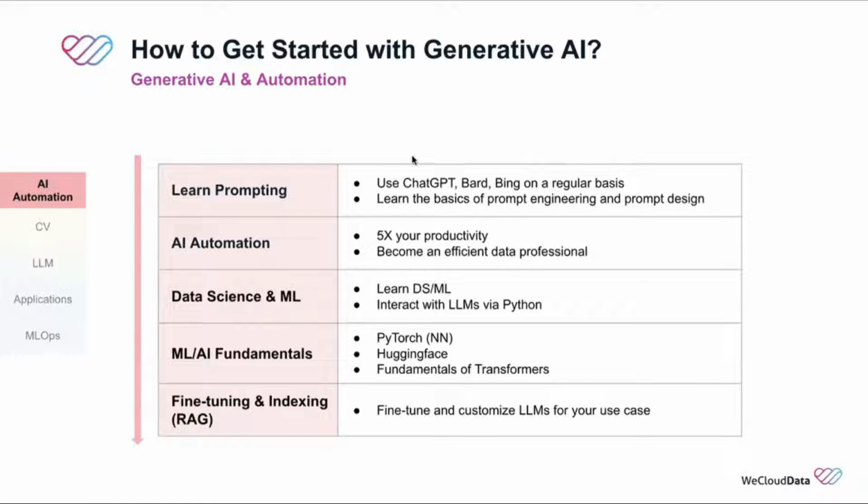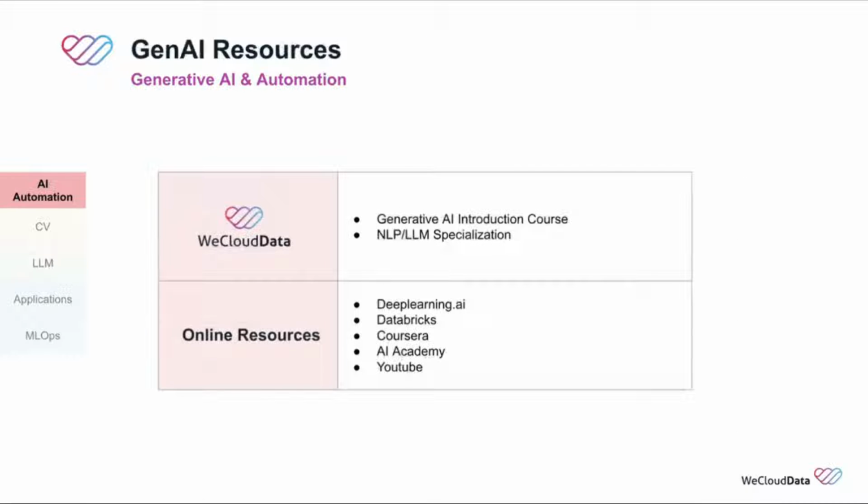My recommendation: just start learning prompting, work on AI automation, and then you need to start learning more about data science, machine learning fundamentals before you move on to large language model modeling. There's some available resources. WeCloudData has a Gen AI introduction course. It's now a self-paced course. And then we also have specialization courses, which is the LLM engineering course.